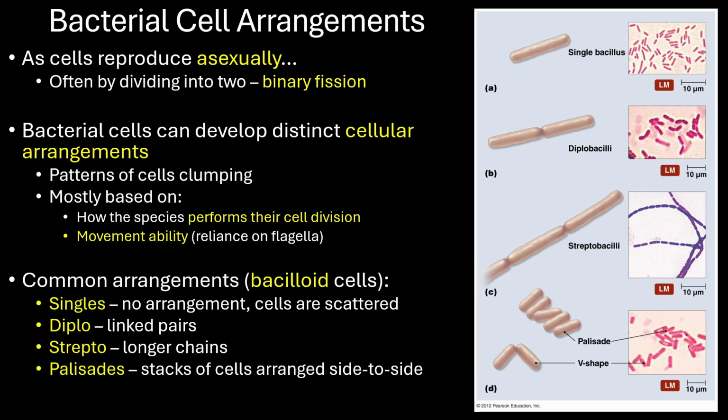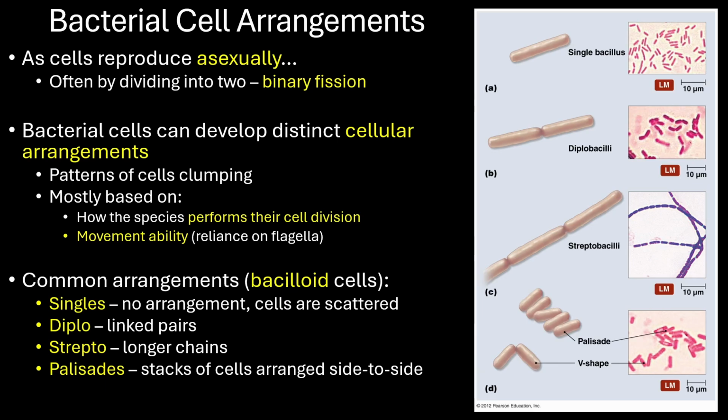And it also can have something to do with the mobility of those bacteria, like how they actually get around. Species that are highly motile sometimes don't stick in one place after the cells divide, and as a result, there isn't really an arrangement that arises. But for the species that do have an arrangement, we have some common ones that we can see.